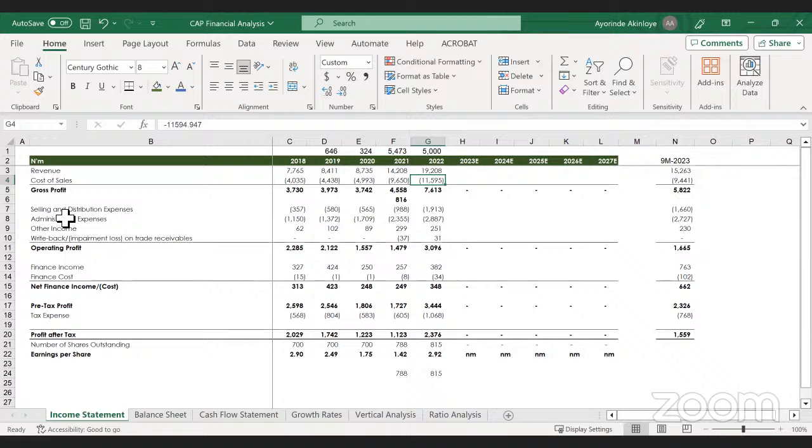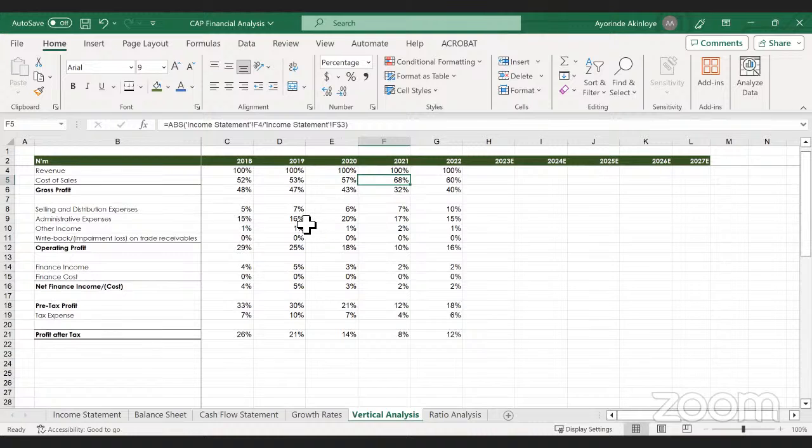The same thing applies to things like selling and distribution expenses and administrative expenses. There's a big spike in administrative expenses here. If you go back to our vertical analysis, we see administrative expenses have a big spike here, 16 to 20%. It moderated, maybe because revenue grew significantly. But there was a big spike in 2020. Why was there that big spike?